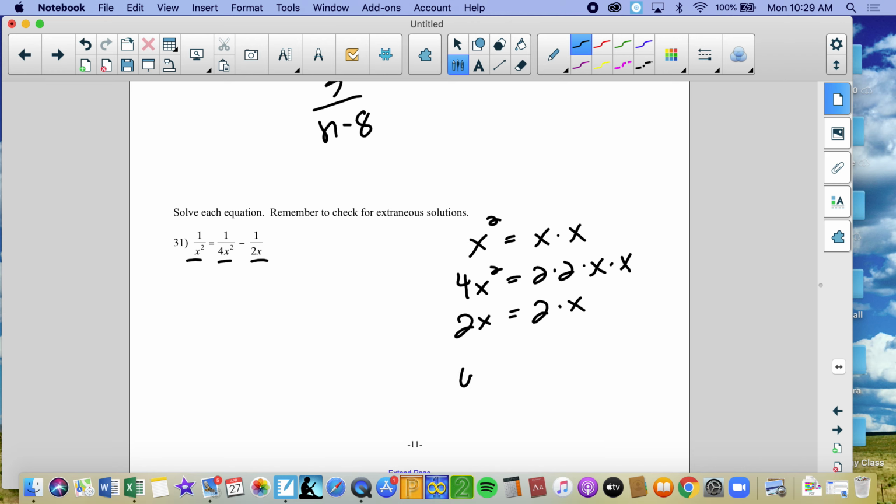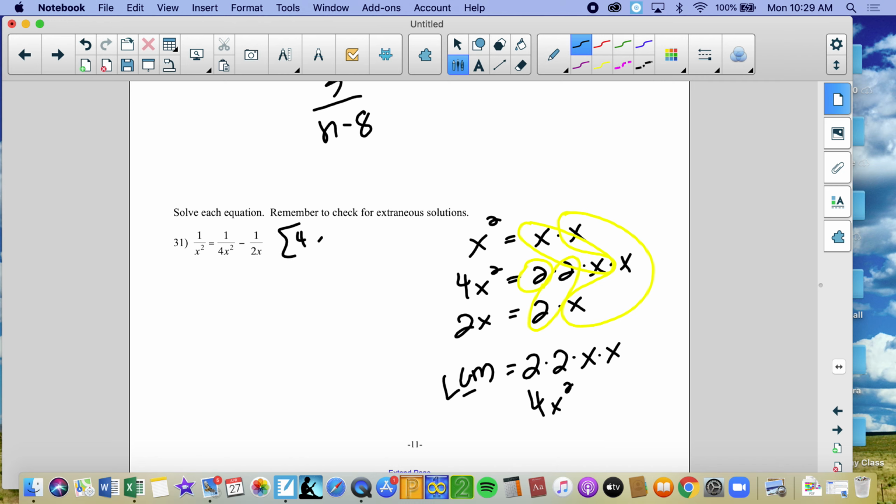Now, LCM, what do they have in common? Well, let's look. They all have a single x in common. Two of them have an x, two of them have a 2, and then my leftover is 2. So my LCM is going to be 2 times 2 times x squared, or 4x squared. So if I multiply everything times 4x squared, that should get rid of all these denominators. I'm going to multiply each of these by 4x squared.